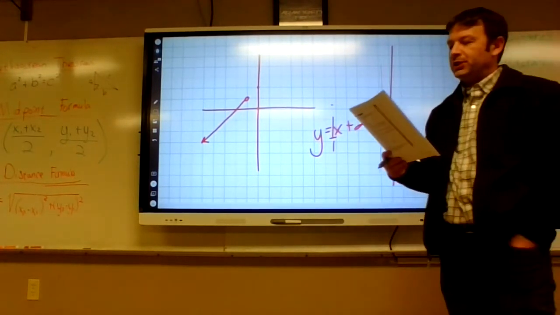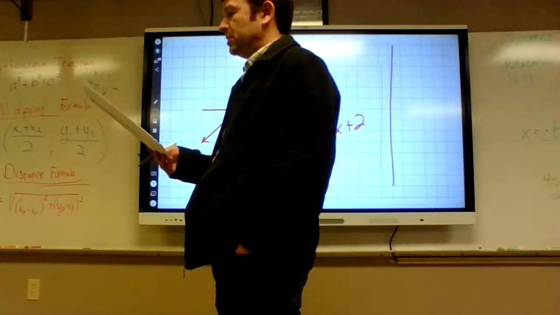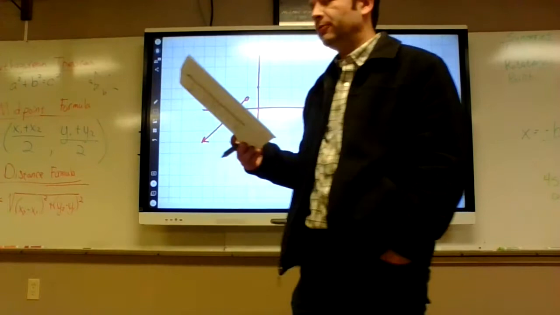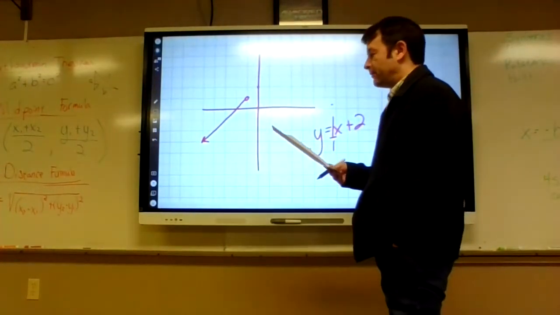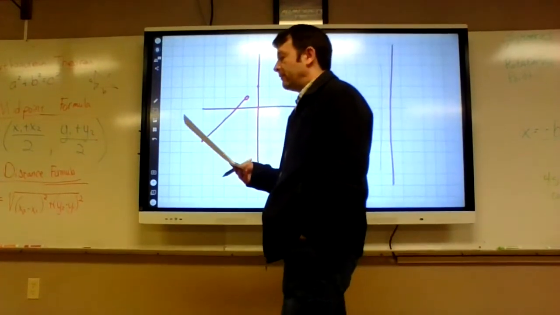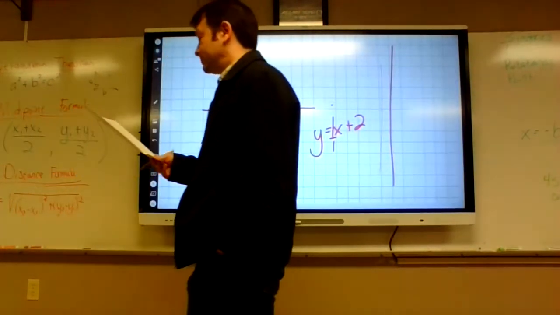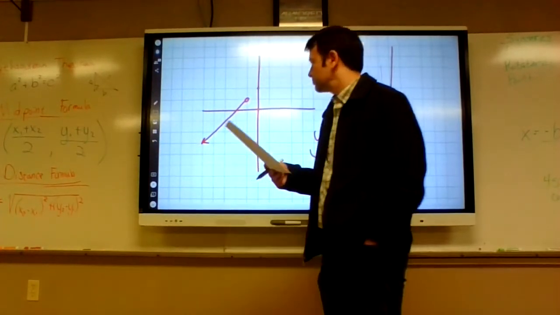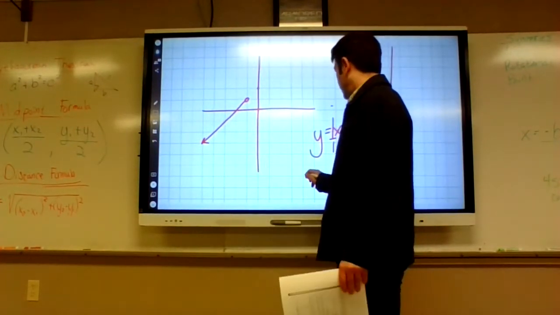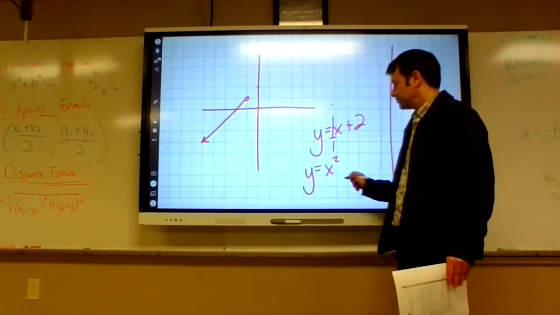And then between negative 1 and 1, inclusive, including negative 1 and 1, we're supposed to graph y equals x squared. So if I plug in negative 1 to the x squared, what do I get? If I plug in negative 1 into y equals x squared, what do I get right there?